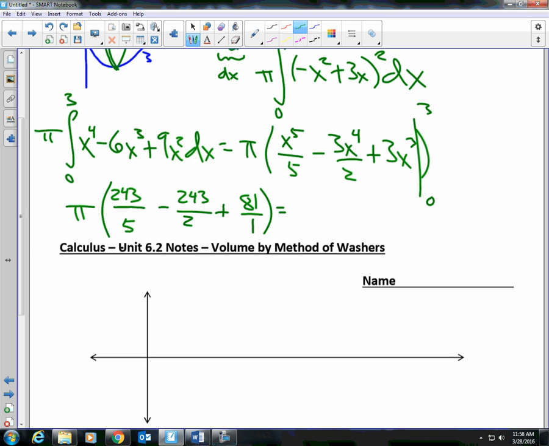Common denominator is 10. I'll multiply top and bottom by 2. I got 486. Minus, multiply that by 5. That would be 1,000, 1,200, 1,215. Plus 810.